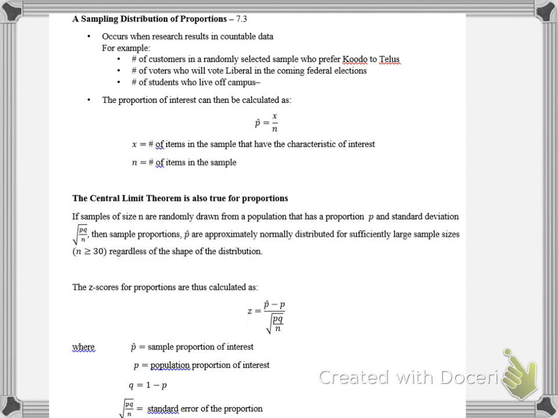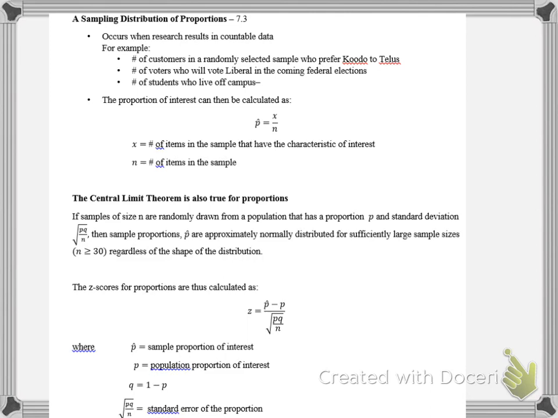A sampling distribution of proportions occurs when you are talking about data that is countable as opposed to measurable, which was what we were doing for 7.2. We're talking about sampling distribution of means. This one we're talking about distribution of proportions.